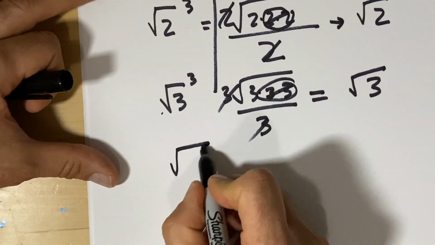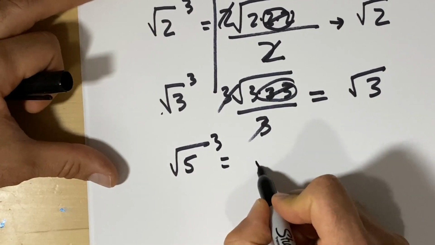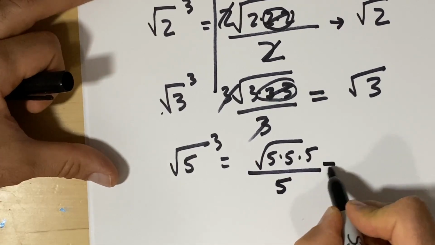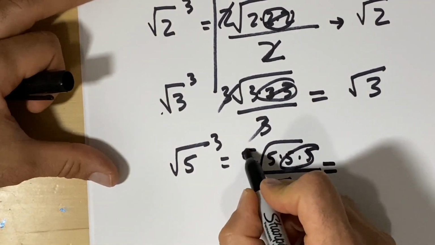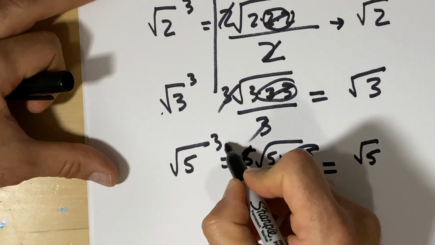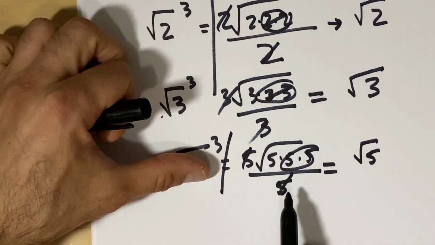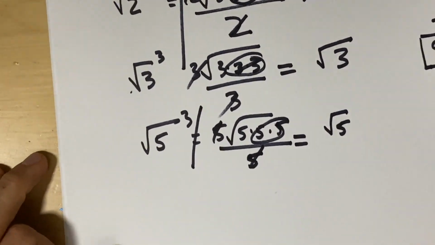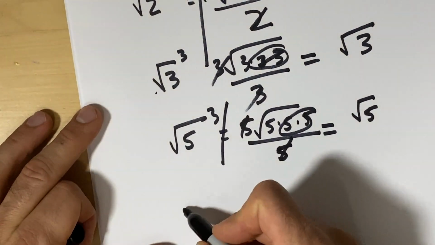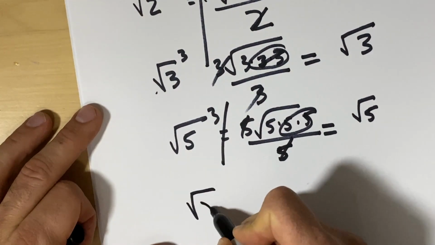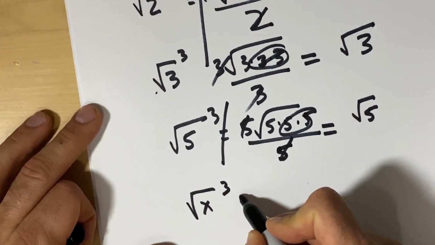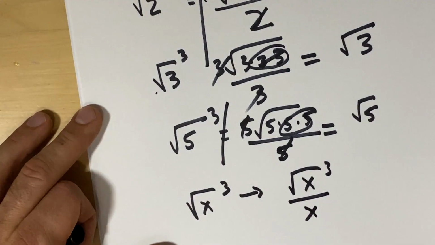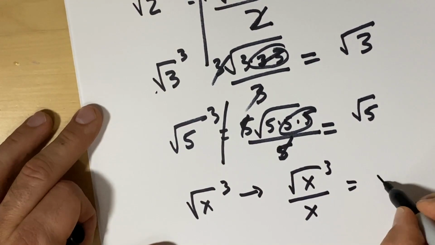You could use pretty much any number. 5, cube it, which is 5 times 5 times 5. Divide it by 5. These will cancel, and you get square root of 5. Once I divide it by 5, these are not equal anymore. A user pointed that out. Thank you very much. You're basically saying if I take the square root of x and I cube it, then I take that and divide it by itself, by x, I'm going to get square root of x.